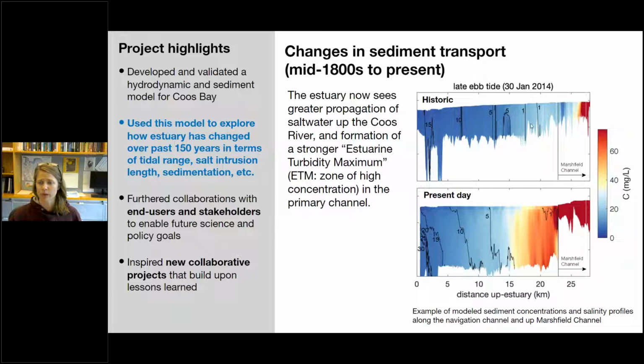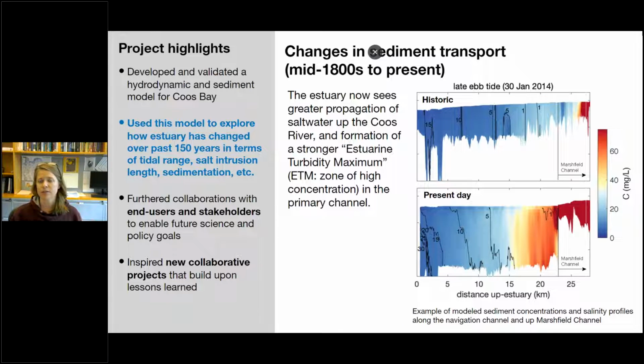In the historic case, when we have a shallow channel, and then in the present day case, you can see that even during this ebb tide, the 1 PSU line is starting to propagate farther up estuary. And during flood tides, we see that that salt wedge, that landward limit of salty water, is propagating several more kilometers up estuary than it used to.